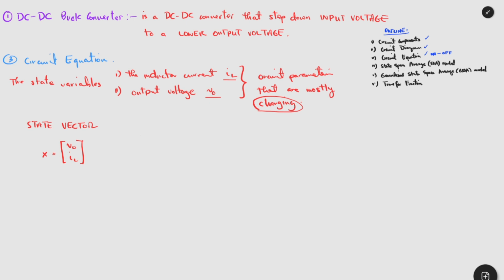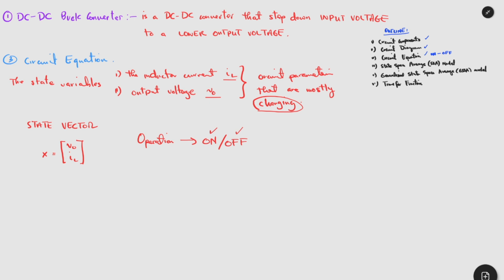Having that in mind, we are now going to consider how to derive the equation. The equation is mostly based on the operation in continuous conduction mode, where the inductor current cannot go to zero, and the switch will be on and off. During the on state we will derive the equation, and during the off state we will derive the equation, and then see how we can combine them together.